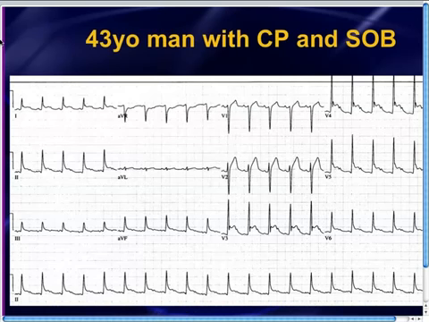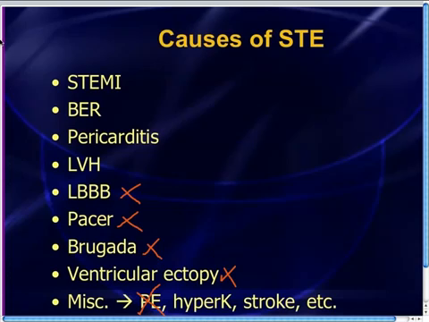Hyperkalemia, there's no big peaking of the T waves and there's no widening of the QRS. So we're going to get rid of hyperkalemia as well. And we're going to get rid of stroke simply based on the history, because I'm not trying to trick you. I didn't give you anything about stroke symptoms here. So we can get rid of that.